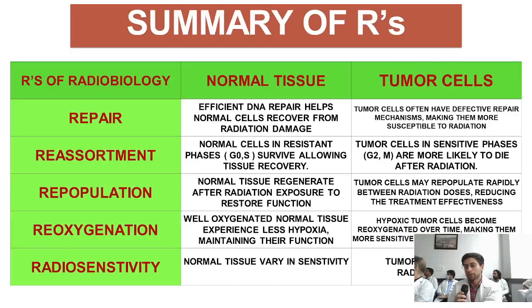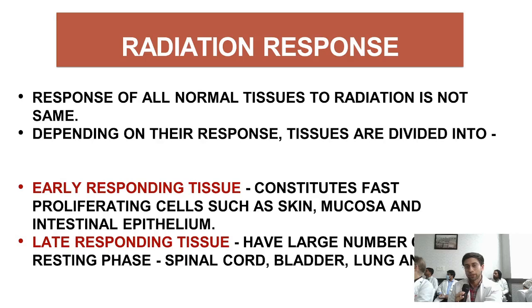Next one is reoxygenation. We have already explained that the well-oxygenated normal tissue will experience less hypoxia and can maintain their function, and for tumor cells, it's beneficial because the hypoxic cells can survive, but if we give enough time for reoxygenation, we can actually kill the tumor cells.